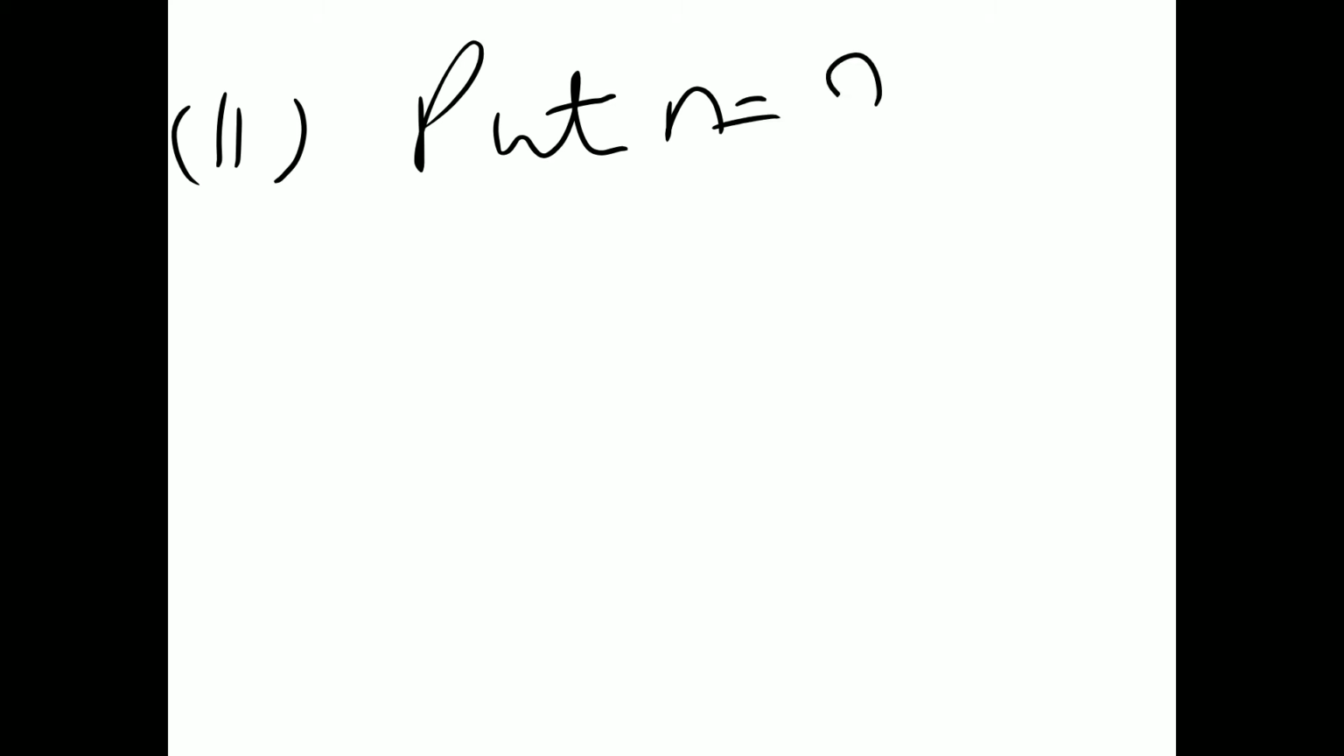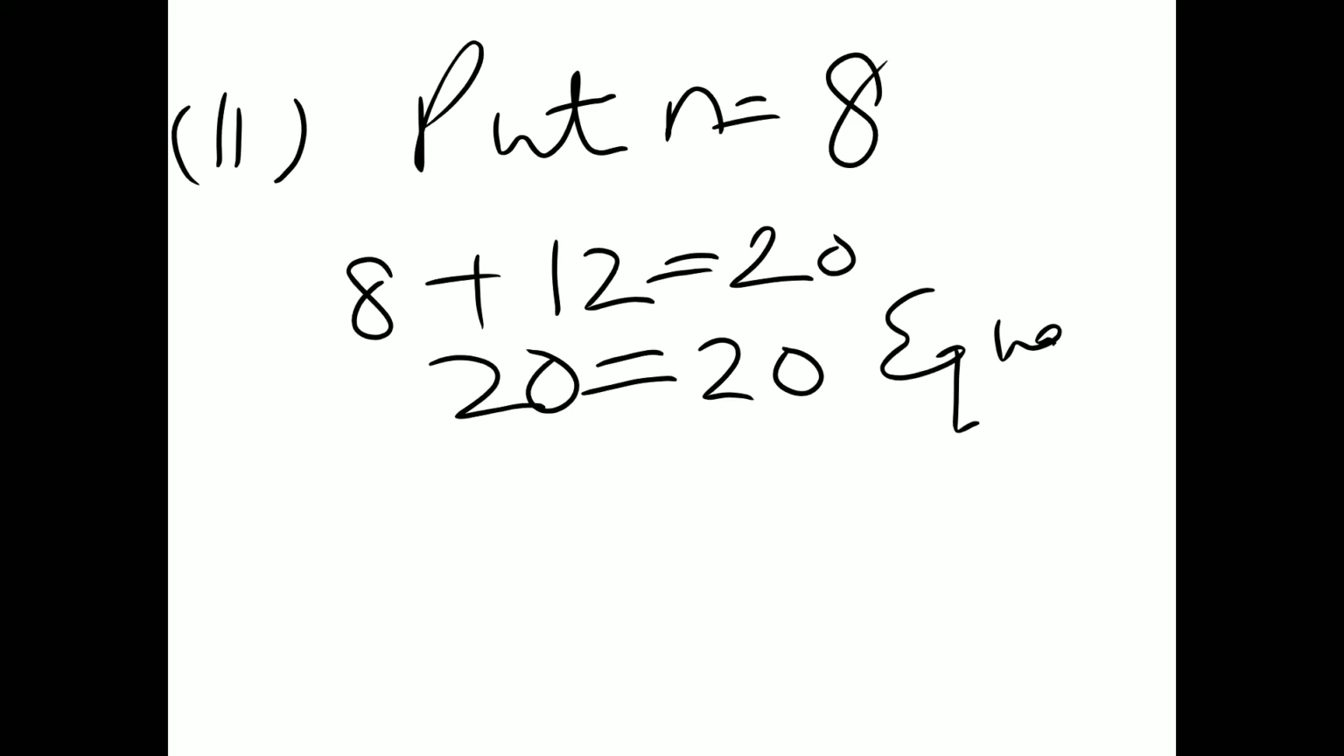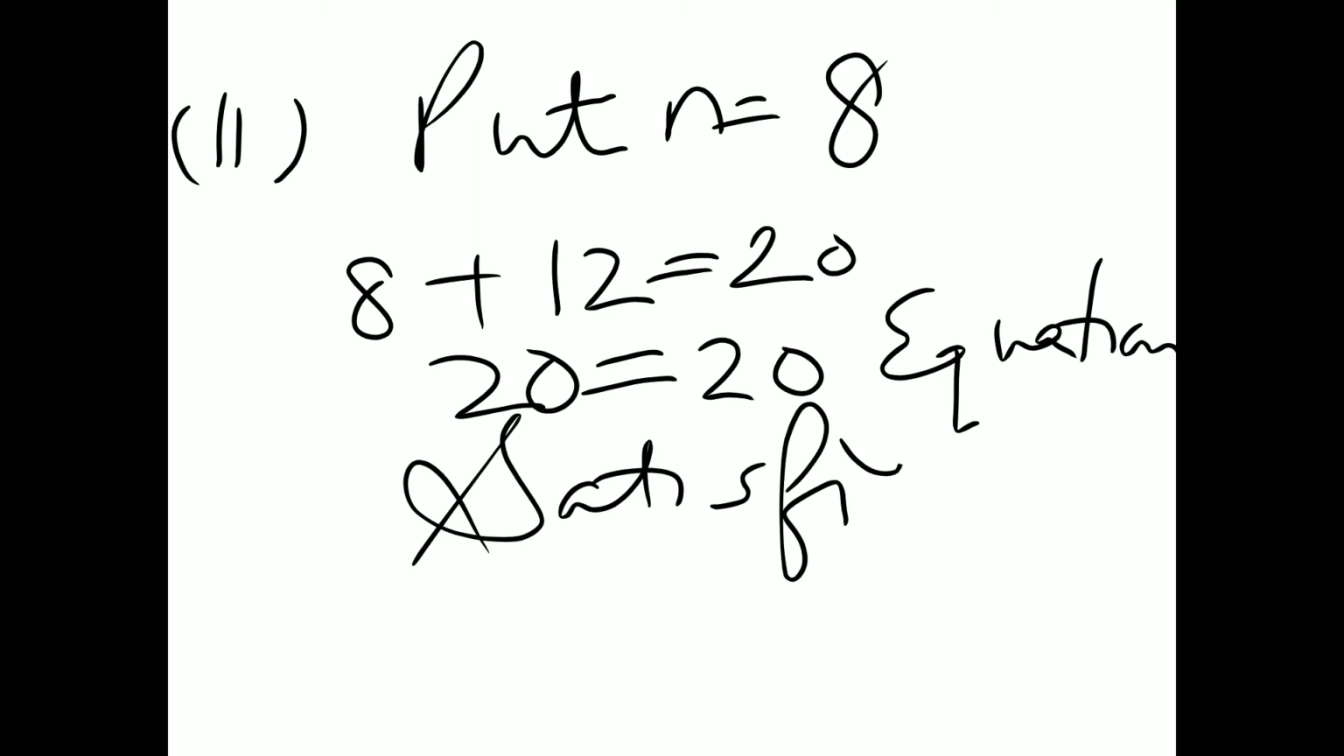Clear? Now we do second time. We put 8. Put n is equal to 8 this time. Clear? Now you put 8 plus 12 is equal to 20. Now 8 plus 12 is 20. It means 20 is equal to 20. So what do you write? Equation satisfied. Clear? Now we do third one.